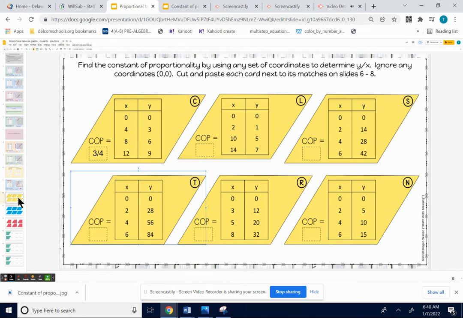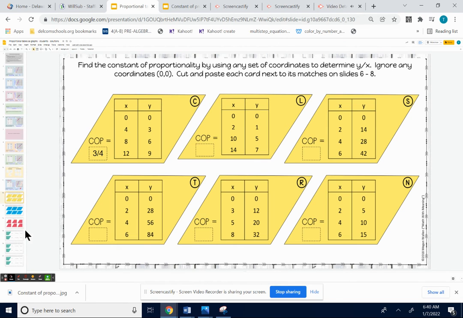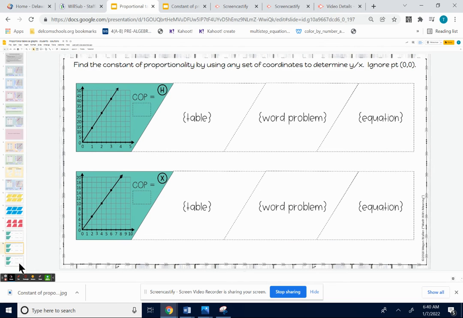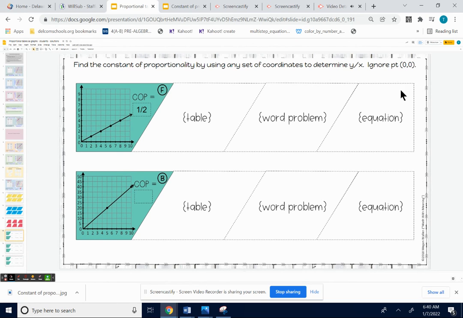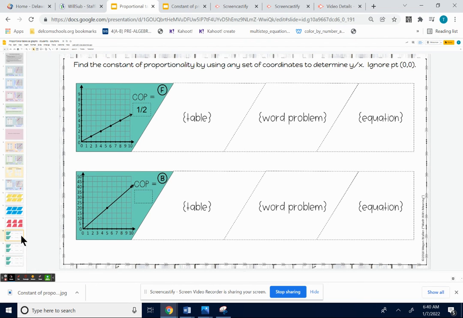You can take the slides with the tables, statements, and equations, click on each individual piece, and paste them onto the last 3 slides. Because you want all of the pieces that have a COP of 1/2 to be all together, because they would match up. You'd find all the COPs that match with this graph to be pasted here. So really, your goal is to get the last 3 slides completely filled in with pieces of the proportion that match it.